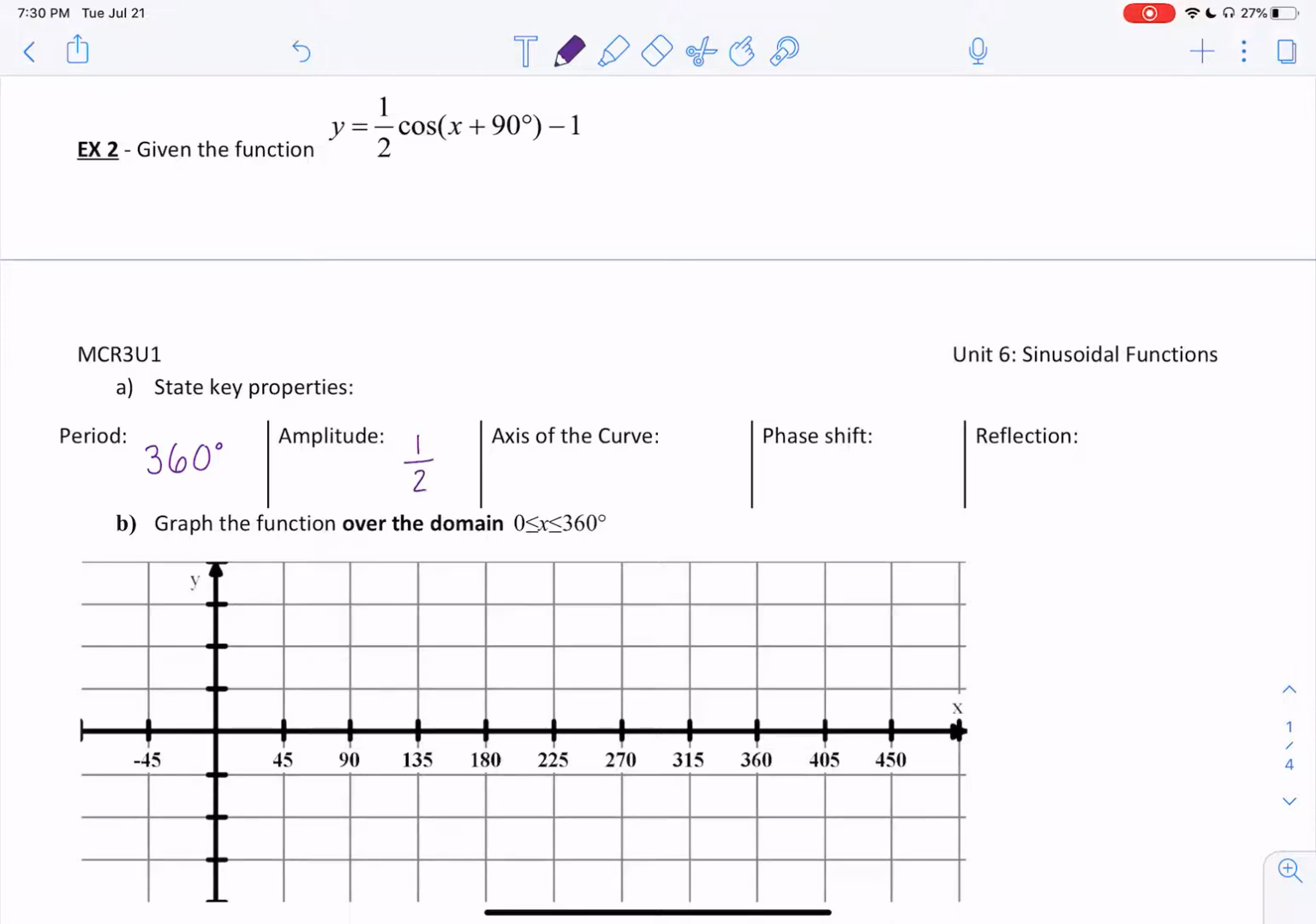Next is our axis of the curve, which is given to us by our c value. So in this case, we have y equals -1. Next is our phase shift, which is given by the d value, which in this case appears as positive 90 in the equation. So we're going 90 degrees to the left. And any reflections, in this case, we have no reflection. So now let's graph this thing.